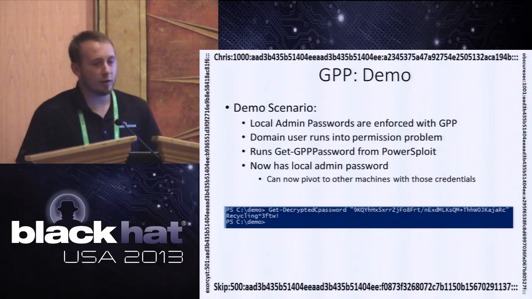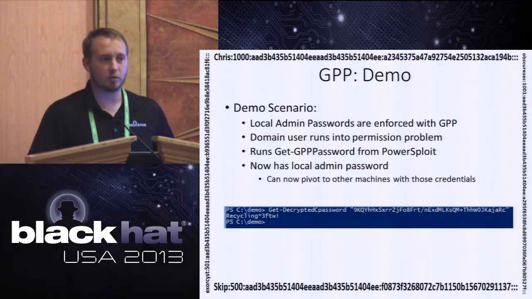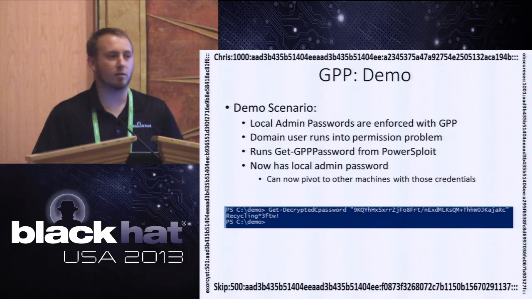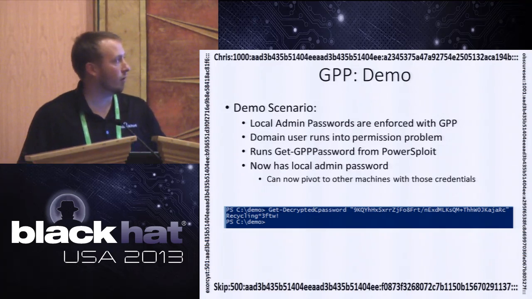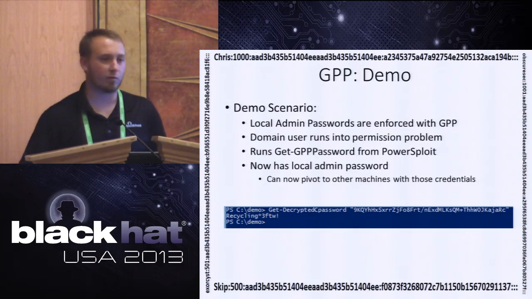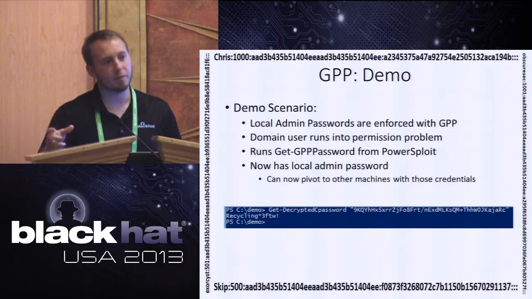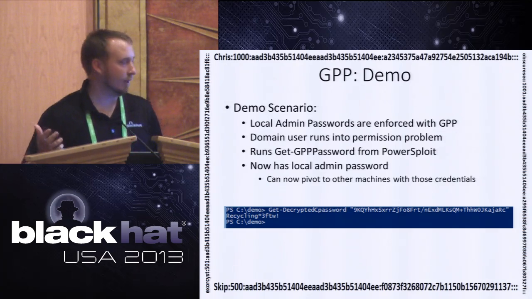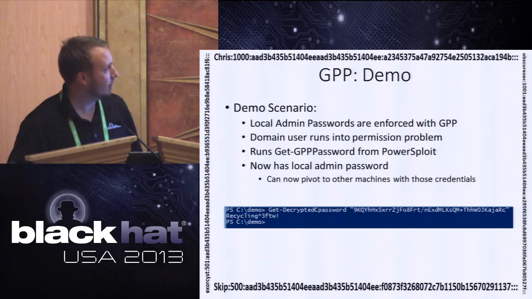So the tool that he released was in Python, which is cool, but Python's not installed on Windows by default, but PowerShell is. So I rewrote it as a PowerShell function, and released with the talk is Get-DecryptedCPassword. So if you want to go grab the actual encrypted form, pull it down and decrypt it instantly with PowerShell, you can do that.